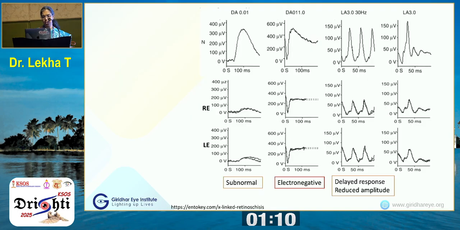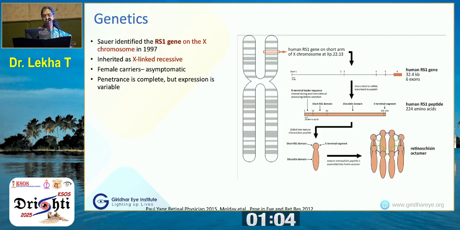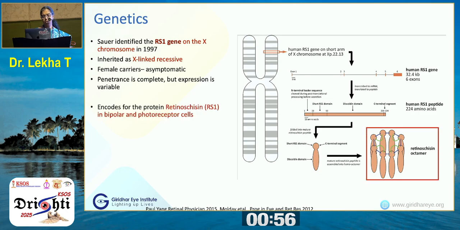And ERG showed the characteristic electronegative B wave, which is suggestive of juvenile X-linked retinoschisis. This is due to a defect in the RS1 gene located on the X chromosome. It is inherited in an X-linked manner. And this encodes for the protein retinoschisin present in the bipolar and photoreceptor cells. It has an important role in cell-to-cell adhesion. It is also important in signal transduction.